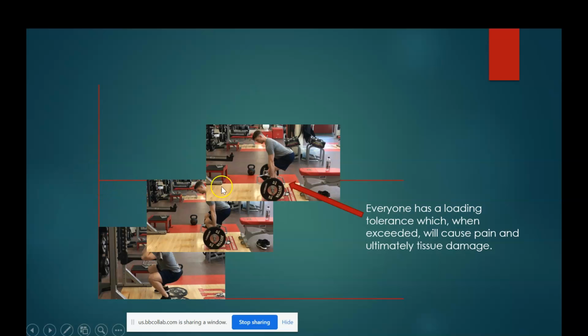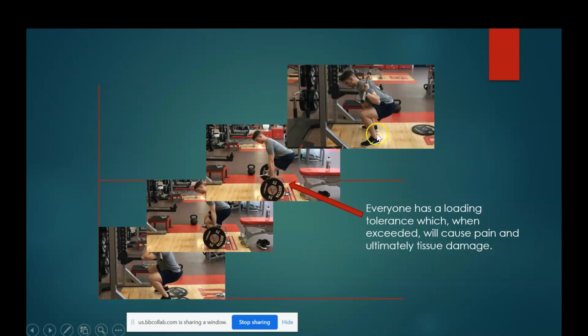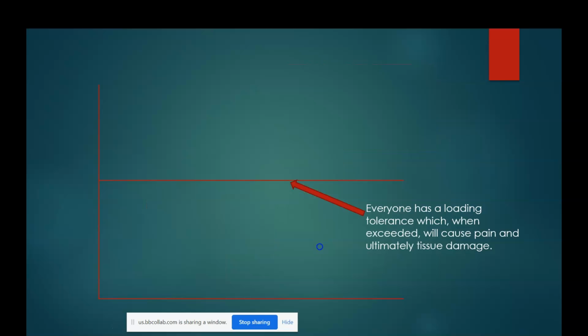And if we imagine this line as being the threshold for when pain happens, we might say, okay, pain's happening here because the stimulus intensity is actually too high because I'm putting more stress on my low back. So presumably if that one causes pain, we would also think that a low bar back squat would also be something that would end up causing pain. So everyone has a loading tolerance, which when exceeded will cause pain and ultimately tissue damage.